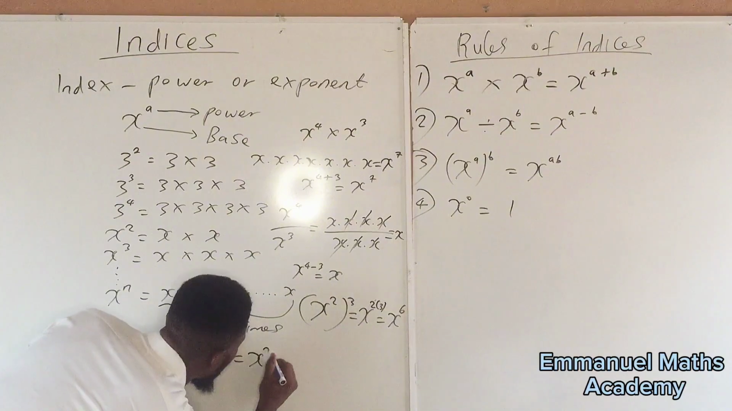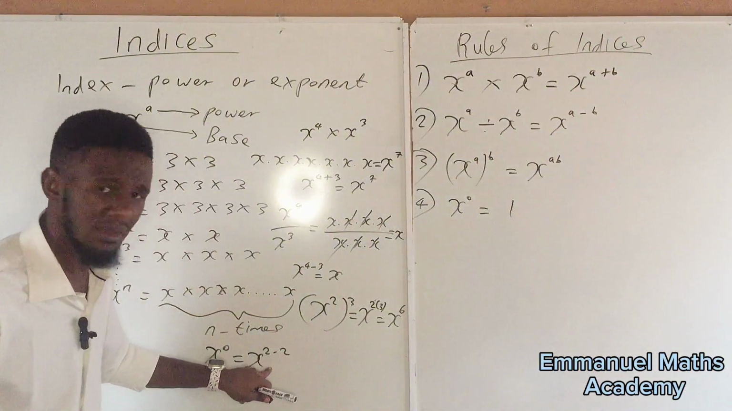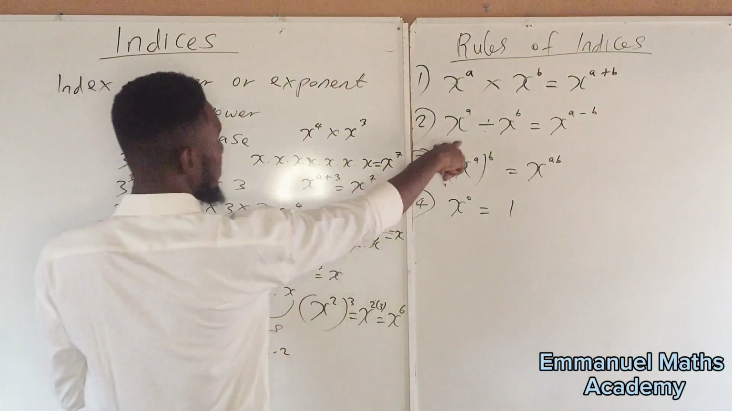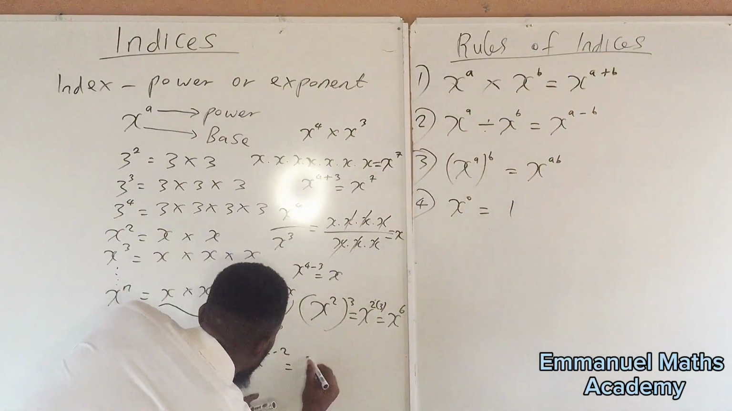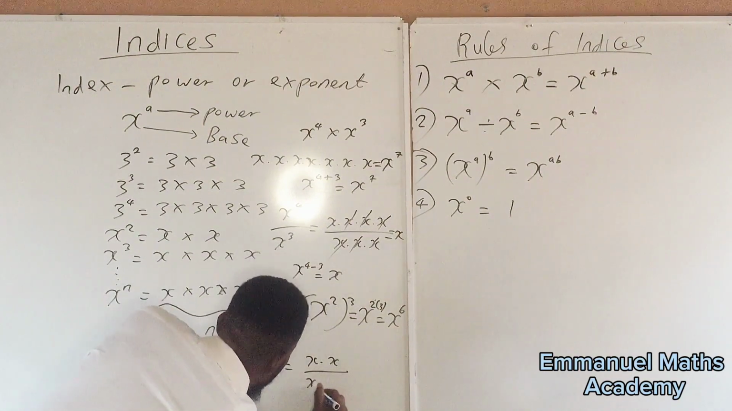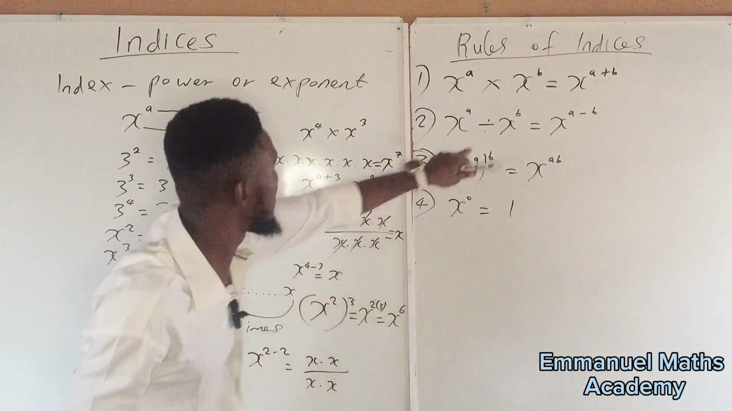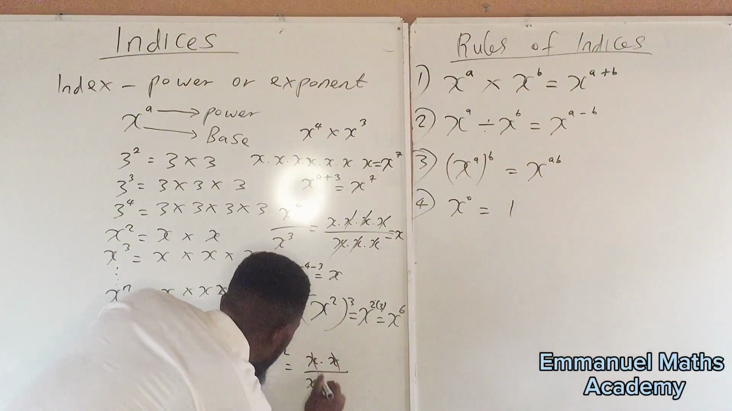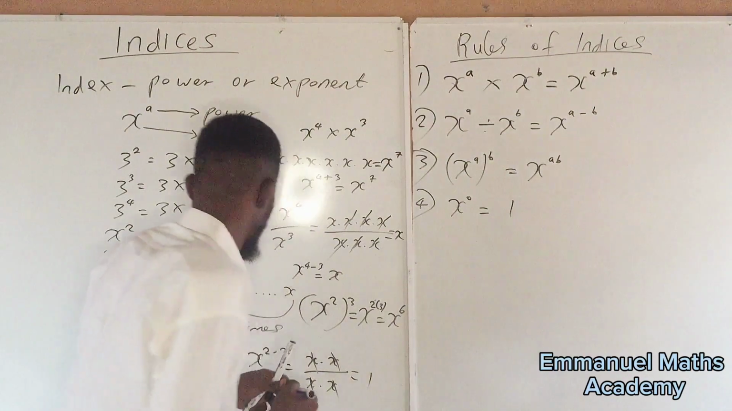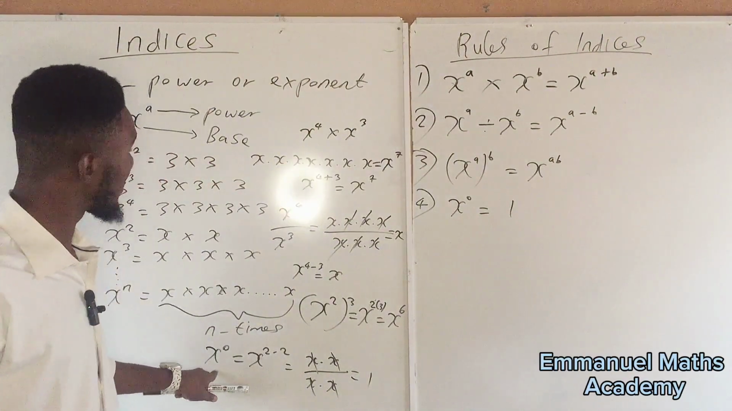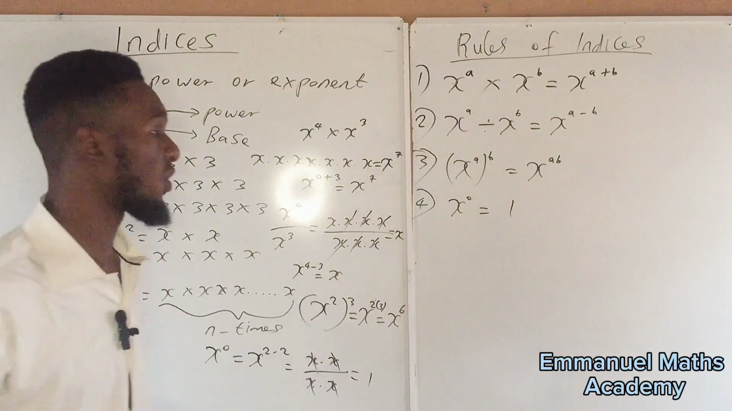Maybe x raised to power 2 minus 2, right? Using this second law, it means x times x over x times x, from this second law of division. Then x will cancel x, and you have 1. Consider that x raised to power 0 is 1. That means any number raised to power 0 will give you 1.